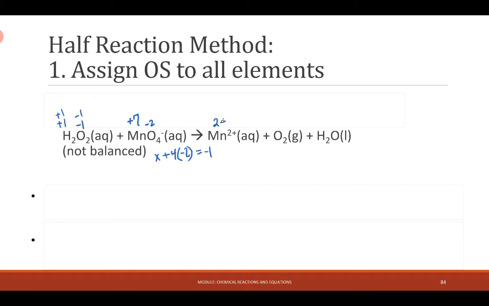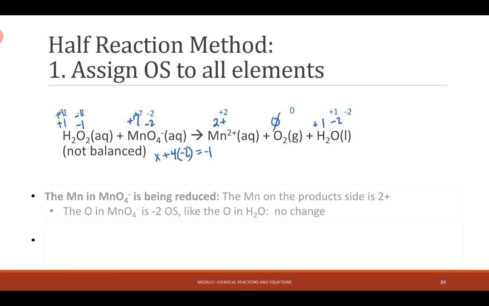Manganese here is equal to its ion charge of 2+, and that's a 0, and then I have a -2 and then a +1. And so we've assigned oxidation states to everything. We can tell from this that the manganese is being reduced because it's going from a +7 to a 2+.